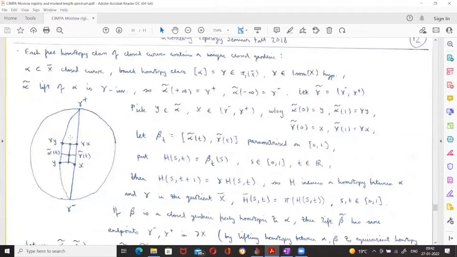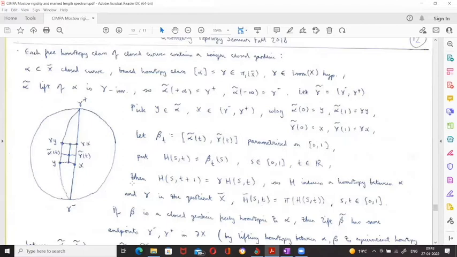And because alpha tilde and gamma tilde are both invariant under the isometry gamma, this homotopy will be gamma invariant. What that means is that it will descend to a homotopy of closed curves in the quotient. The gamma invariance means that if I call this homotopy H of s, t, then H of s, t plus 1 will be gamma of H of s, t. So I'll get a homotopy below in the quotient X bar: H bar of s, t will be the projection pi of H of s, t, where pi is the projection from the universal cover X to the quotient X bar. It's the quotient map.